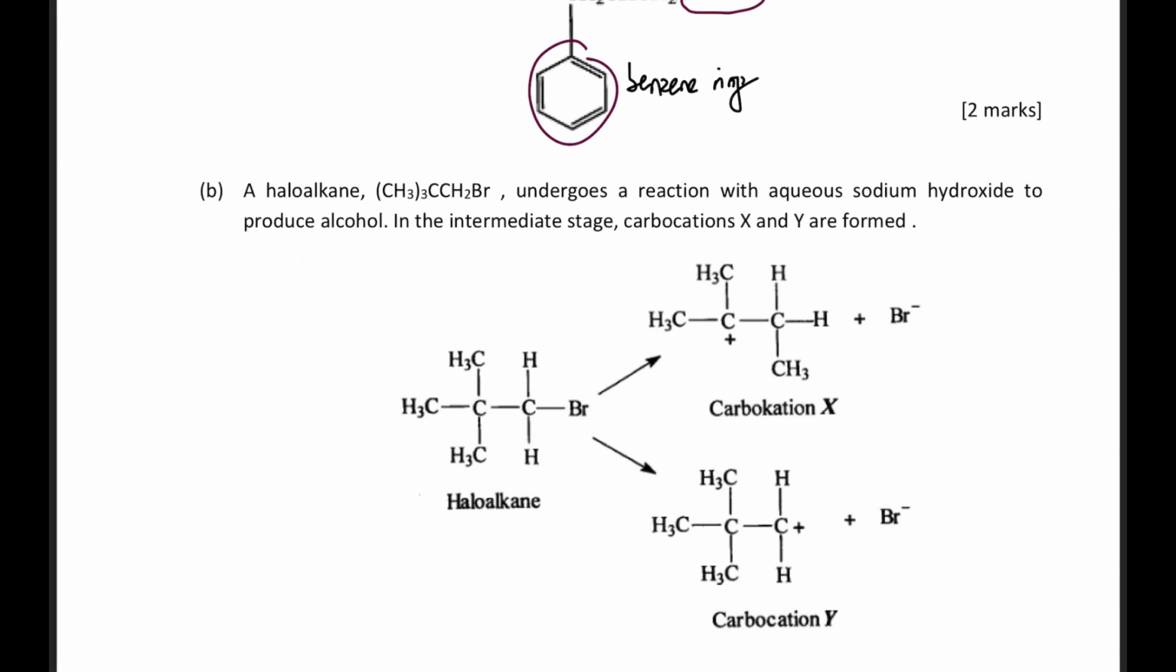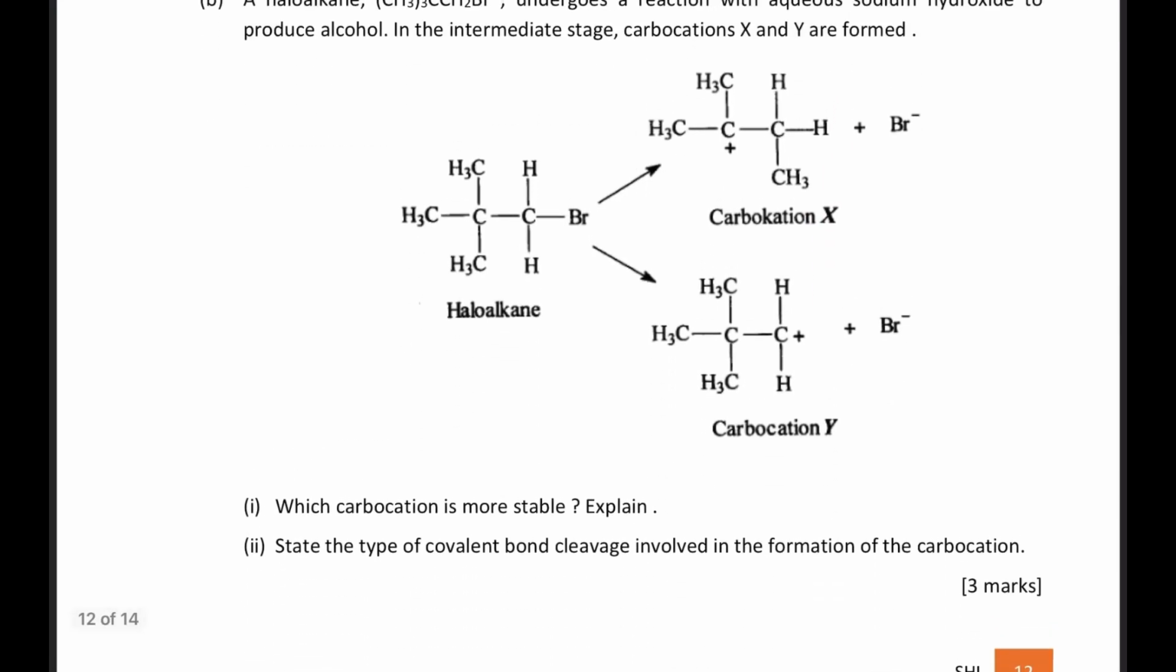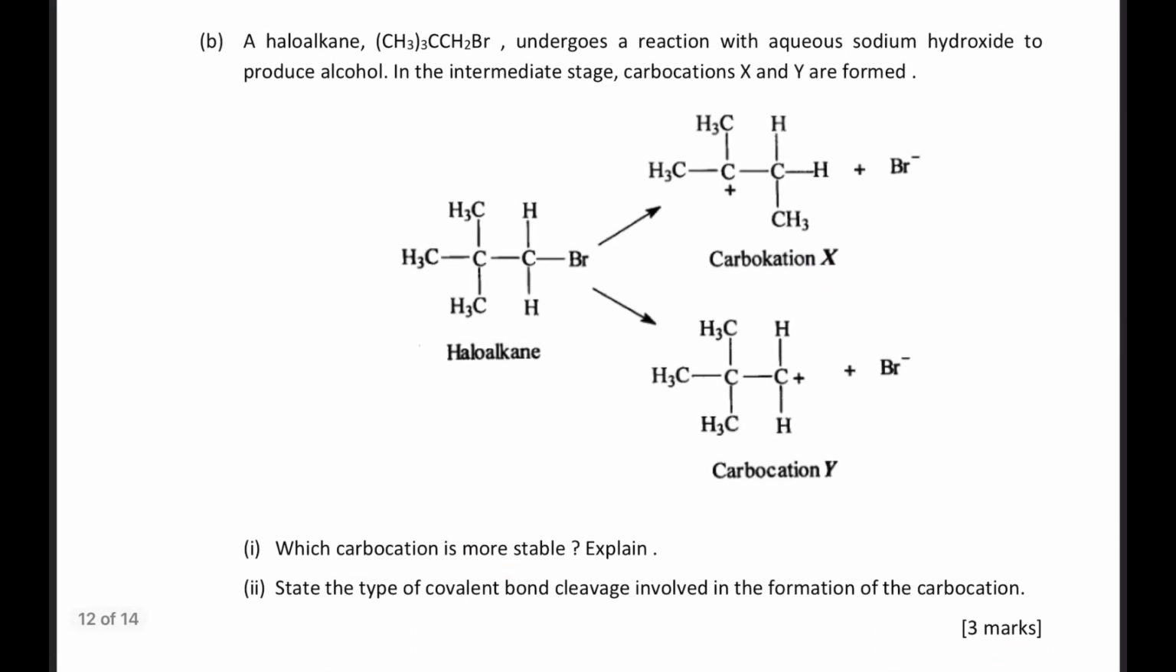Haloalkane undergoes reaction with sodium hydroxide, okay, to produce alcohol. In the intermediate stage, carbocation ion X and Y are formed. Okay. Soalannya, which carbocation ion is more stable? Explain. Okay. Kita tengok kelas dia sajalah. So this carbon here and this carbon here. Tengok sini 1, 2, 3. So this one is tertiary and this one is 1. So this is primary. So mana lagi stable?